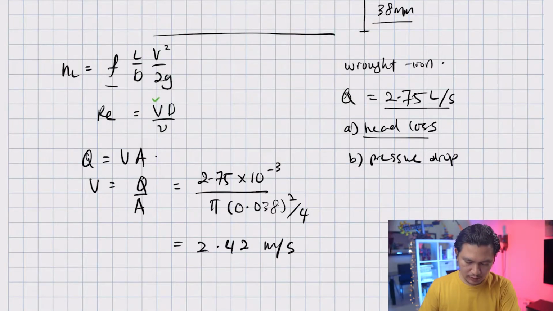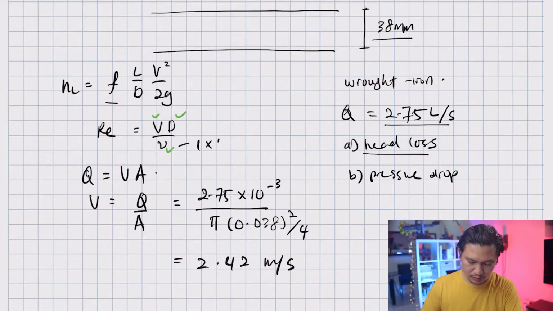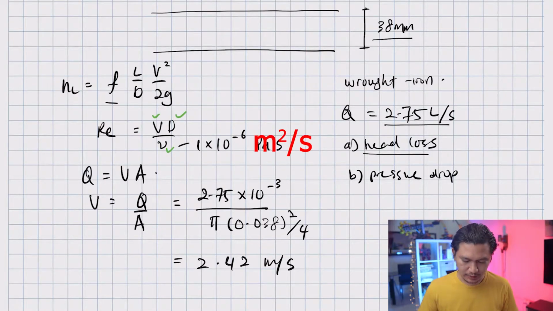Now that we have the velocity, and we know the diameter, that is 38 millimeter, what we need to know is the kinematic viscosity. This is something that you can remember, similar with how you remember the density of water, which is 1000 kg per meter cube, and the density of air, which is 1.2 kg per meter cube. The viscosity nu of water is equal to 1 times 10 to the power of minus 6.